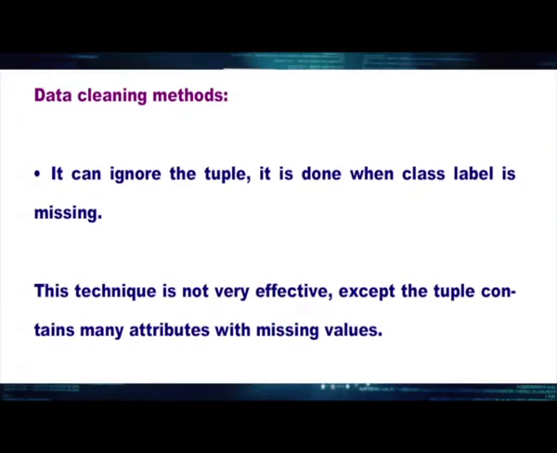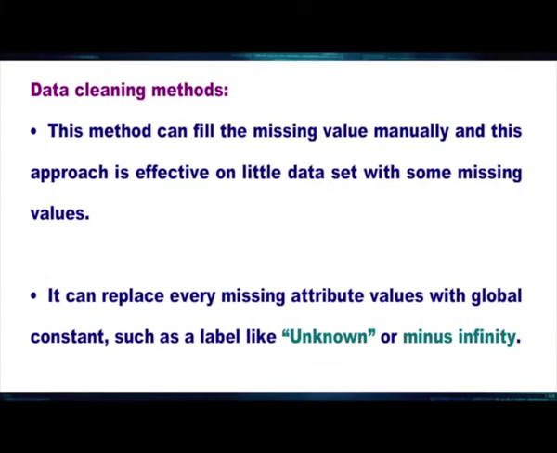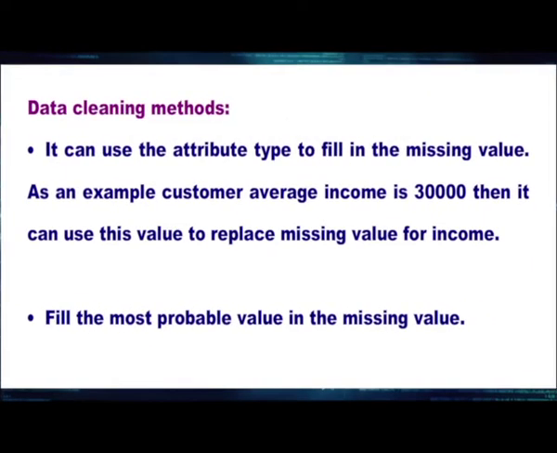First one, you can ignore the tuple. This is done when the class label is missing. This technique is not very effective except when the tuple contains many attributes with missing values. Another method is to fill in the missing value manually, and this approach is effective on a small data set with some missing values. You can also replace every missing attribute value with a global constant such as a label like unknown or minus infinity. You can also use the attribute type to fill in the missing value.